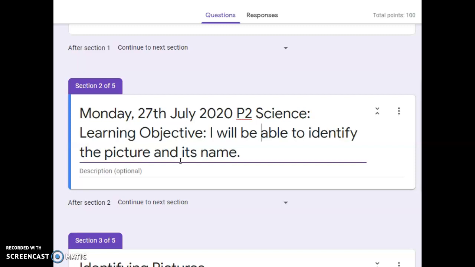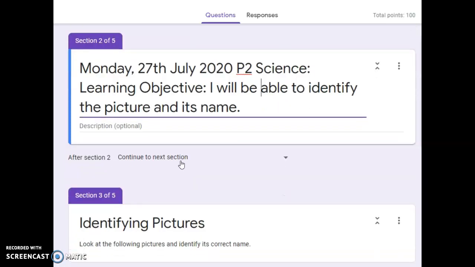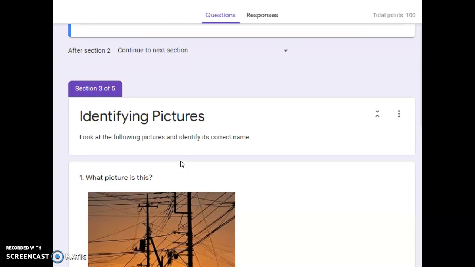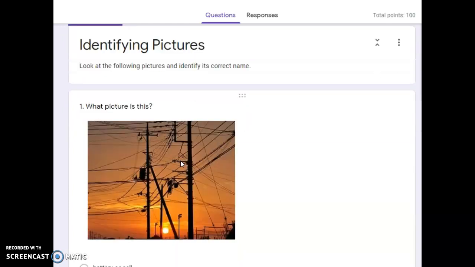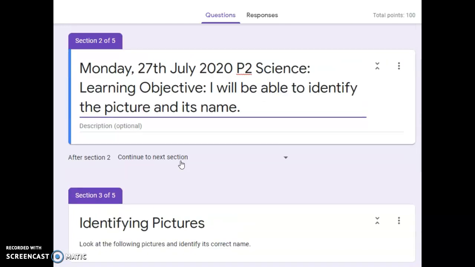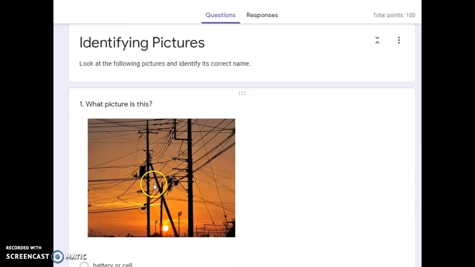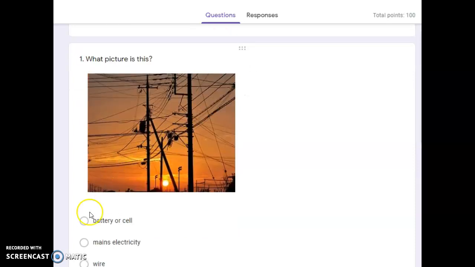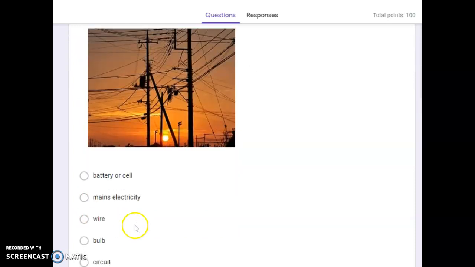So for today's assignment, teacher will show you one part of your exam, right? I'm just going to show you one example. The example is that you are going to identify the picture. So for example, this picture. What is this picture? Is this a picture of a battery or cell?